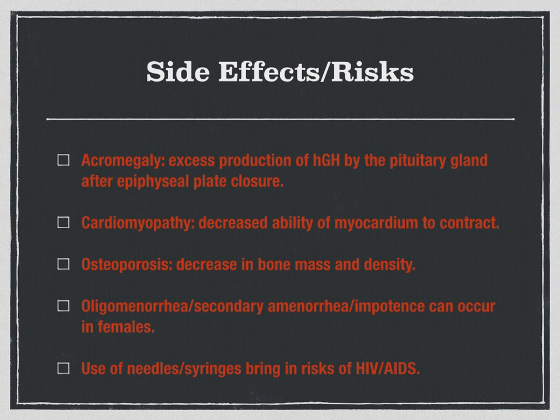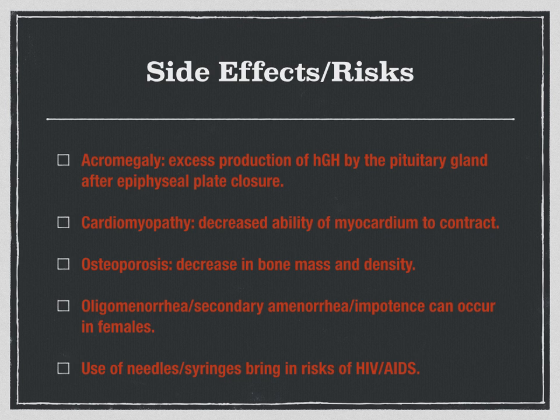Side effects and risks of hGH use. Of the major risks associated with hGH use, acromegaly is commonly seen in hGH abuse. Acromegaly results from the excess production of hGH by the pituitary gland after the epiphyseal plate has closed. Cardiomyopathy is a decreased ability of the heart's myocardium to contract, which usually leads to heart failure. A third one is osteoporosis, which is a decrease in bone mass and density that leads to an increased risk of bone fractures.